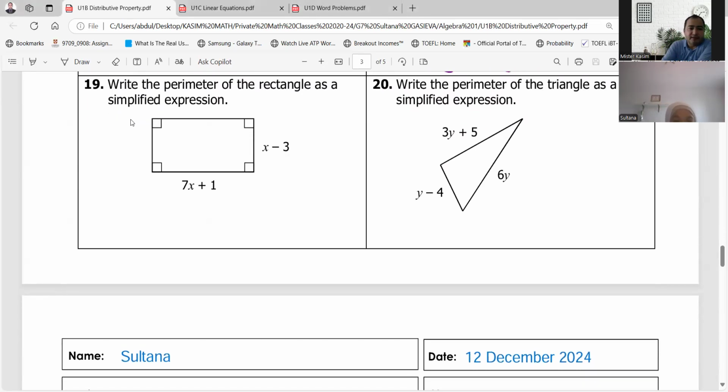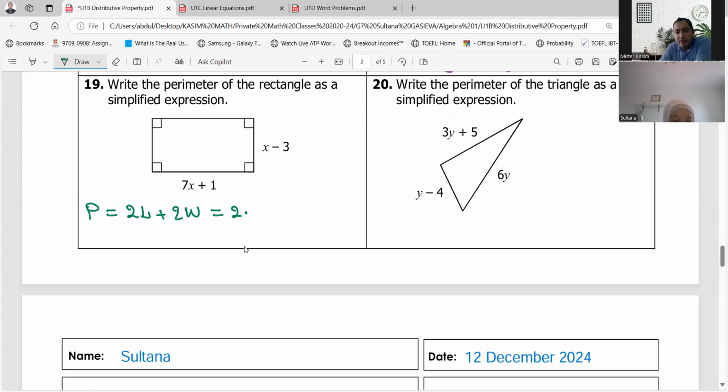All right. With question 19, let's do it together. Write the perimeter of the rectangle as a simplified expression. Can you tell me, what is the rectangle perimeter formula? It is 2 times length plus 2 times width, right? Because perimeter means the length of the boundary. Top and bottom are the same length, that's why we have two lengths, and the width is the same, these two widths, right? Now I'm going to plug it in.